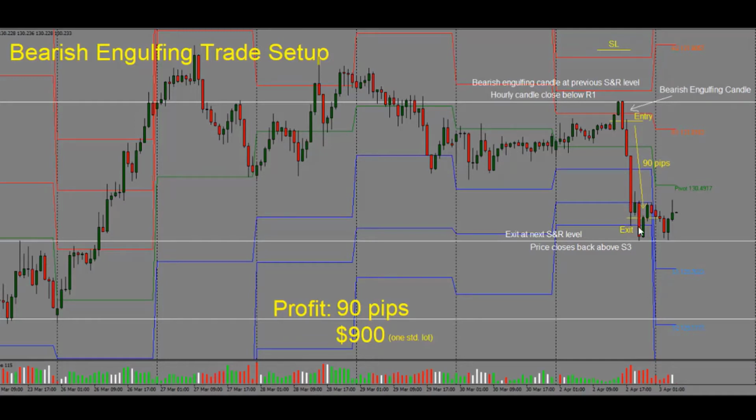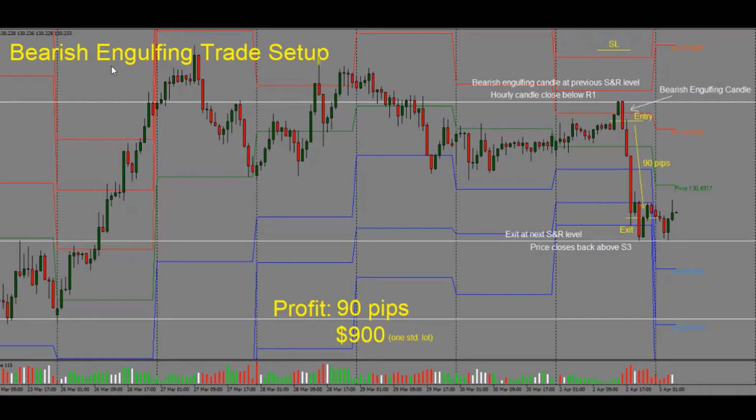Here we see that price tries to push lower, but then we have price coming back and closing above our pivot point level here, which is our S3 pivot point level. And here we can also see that price is into the next support and resistance area. So this is a good time for us to close our trade out. From entry to exit here, we get 90 pips in our trade.